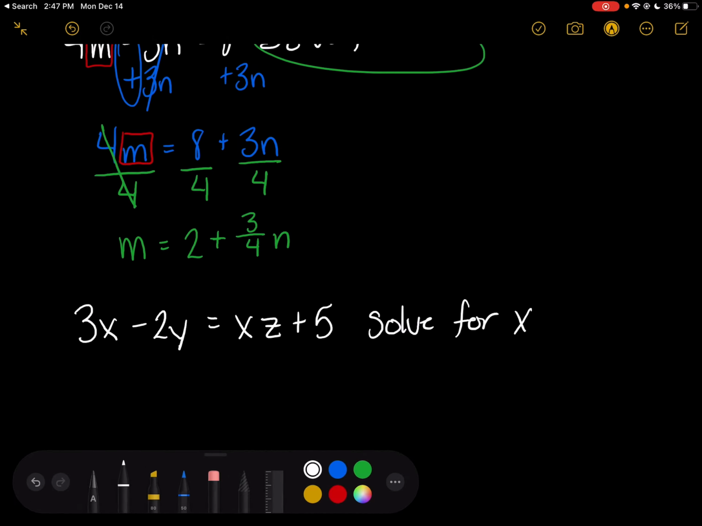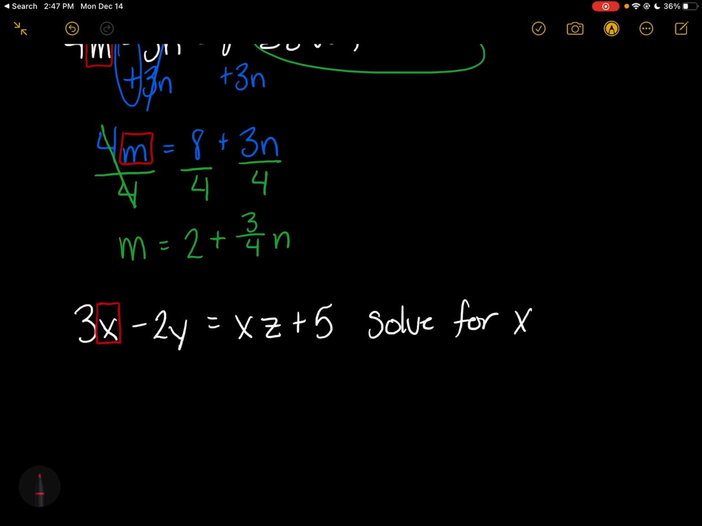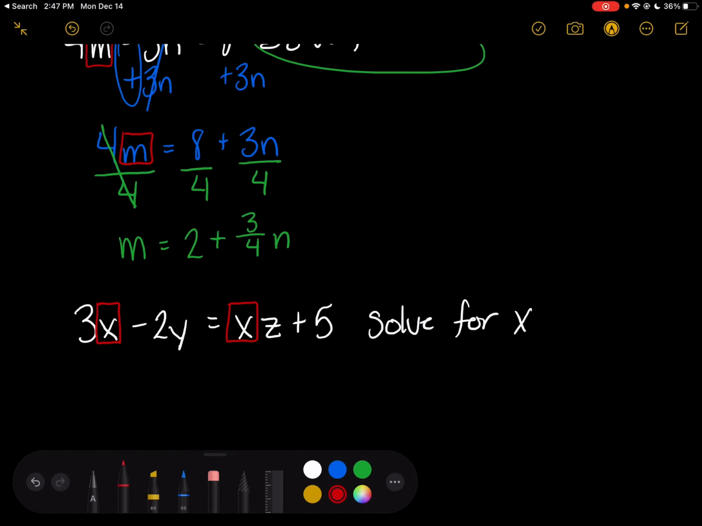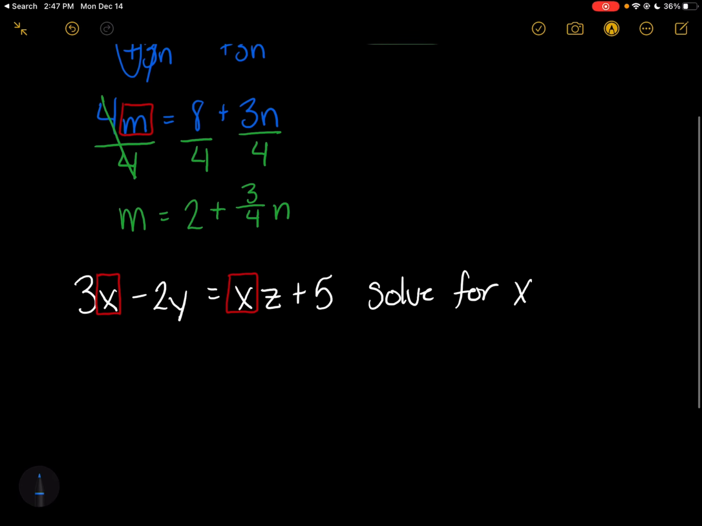So this time I have 2 x values here. I have an x here and I have an x here. So first thing I'm going to want to do is get them onto the same side. When I move them to the same side, because xz is positive on the right there, I'm going to subtract it from both sides.